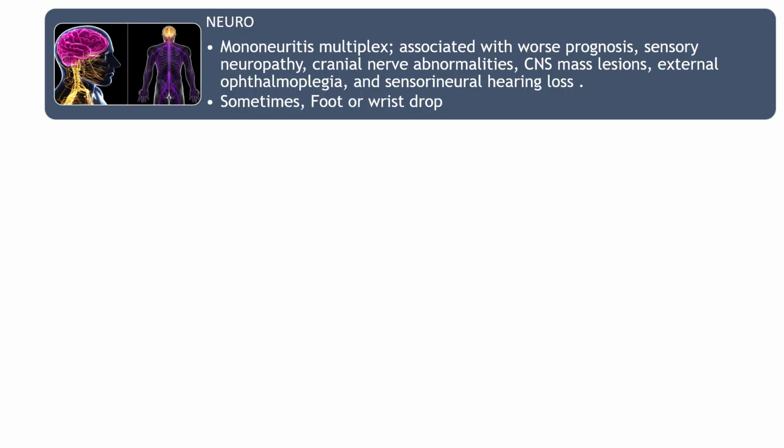The patient could have neurological manifestation, that means in the form of mononeuritis multiplex, and it is associated with worse prognosis. Sometimes the patient could present with foot drop or wrist drop. The patient can sometimes have hearing loss, and he sometimes has CNS mass lesion in rare cases.